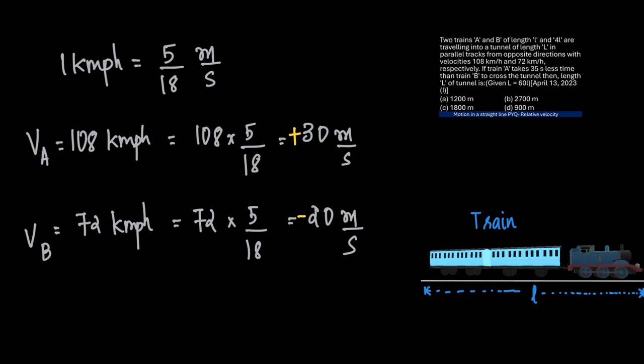Now, since they are traveling in opposite directions, to simplify the vector approach, I'll consider VA as positive 30 meter per second and VB as negative 20 meter per second. Is that 20? Wait, 72 into 5 by 18, that is 20. And 108 into 5 by 18 is 30. Yeah, okay. Now let us come to the visualization of this question.